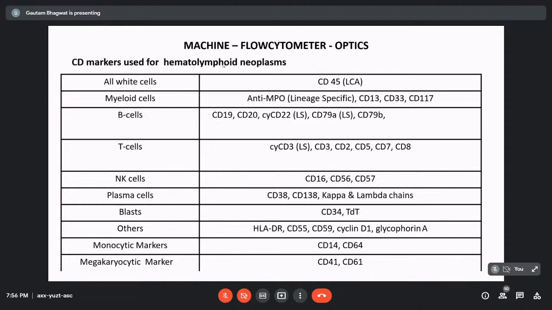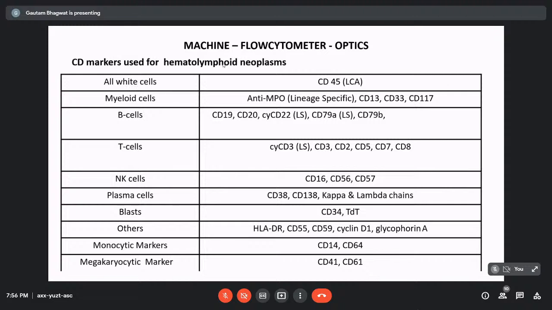I am not going into the details of the CD markers here because I have two more talks, most probably in the next month, and there I would be discussing the applications of the flow cytometer in hematology. I'll be repeating these again and again, and therefore we can discuss it later.